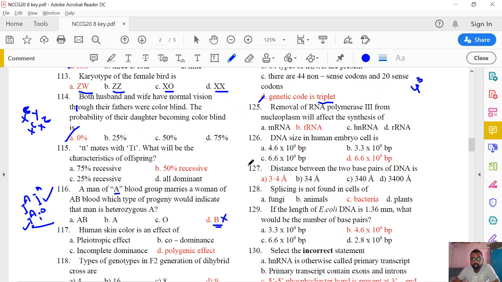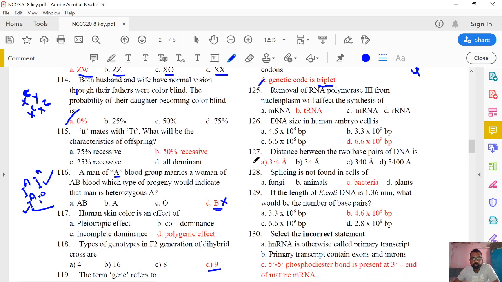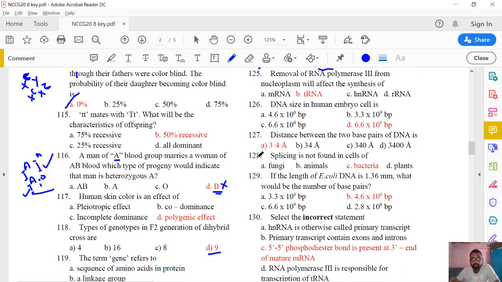DNA size in a human embryo cell. An embryo cell is diploid, therefore it is 6.6 into 10 power 9 base pairs. The distance between two base pairs of DNA is 3.4 angstroms or 0.34 nanometers.